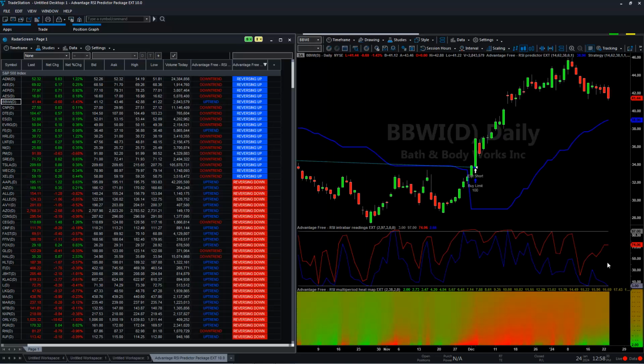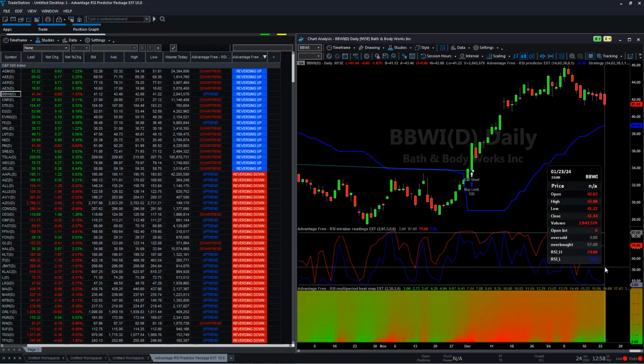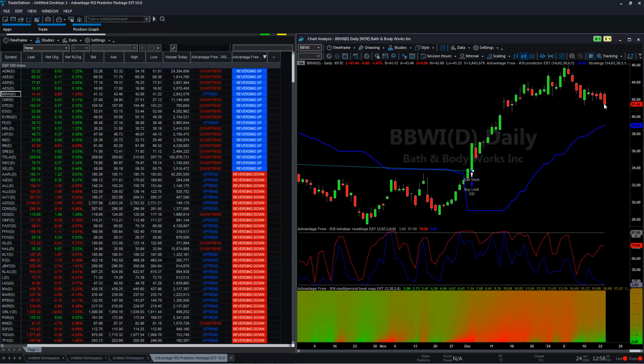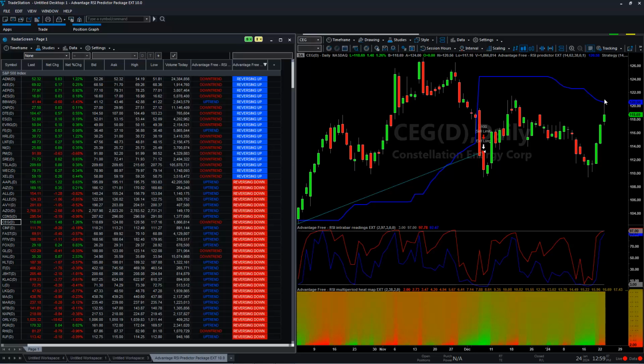So there's an uptrend, and RSI 2 was below 3, and the closing value of RSI was above 3, meaning that there's a potential reversal and to continue in the uptrend. There's another one right here. It's in the uptrend because the price is above the RSI Predictor trend line, and we have a potential reversal. We'll see in a couple of days how it works out.